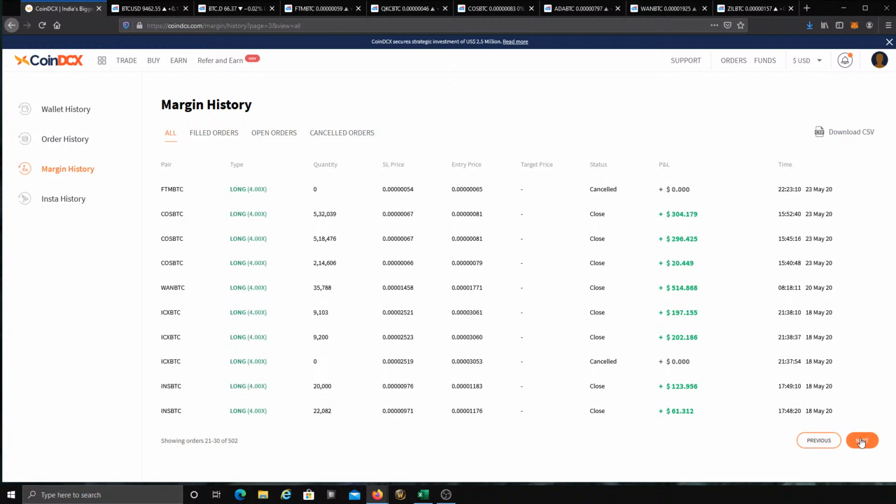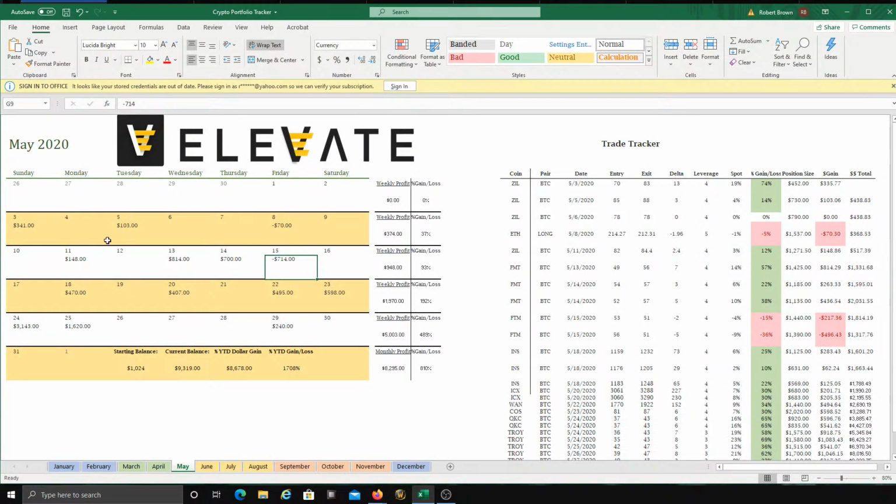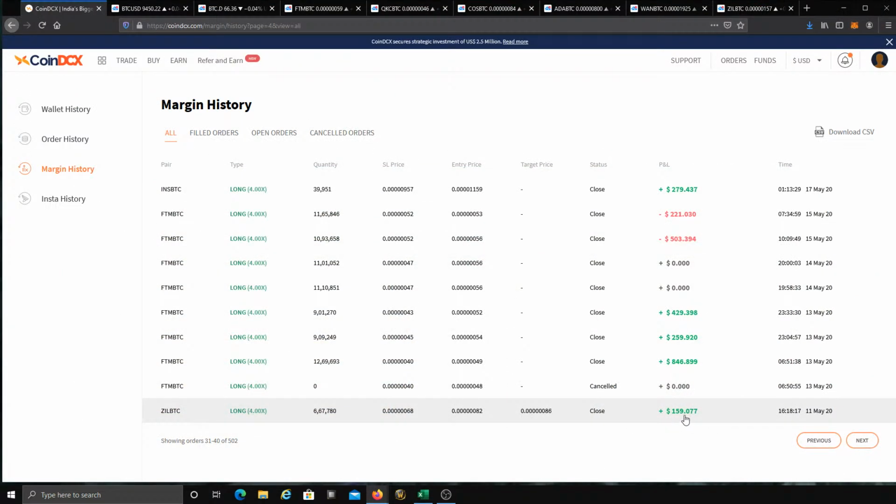20th, May 18th, May 11th. Okay, so there we are, May 11th. Okay, so that's that trade right there for $148. So again, it's going to fluctuate a little bit.